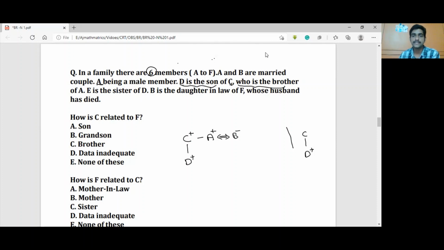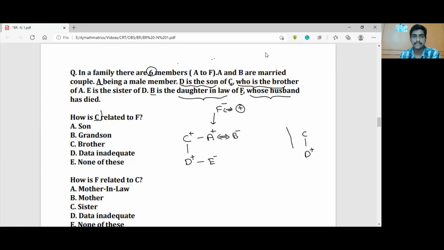Next, E is the sister of D. So E is the sister of D, which means E is a female, and E and D are siblings to each other. Next, B is the daughter-in-law of F. Daughter-in-law means what? Son's wife. So B is son's wife of F. And we know that B is the wife of A. So automatically A is the son of F. And after F, we have whose husband has died, which means F is a female and her husband has died. So this is the diagram we need to draw.